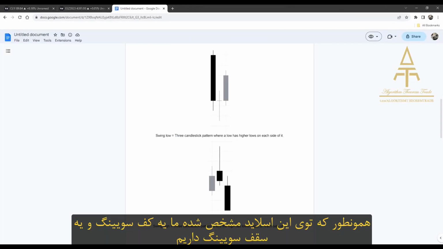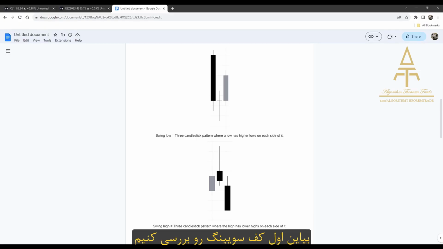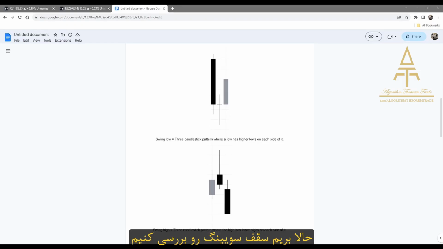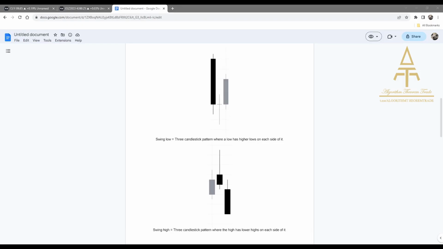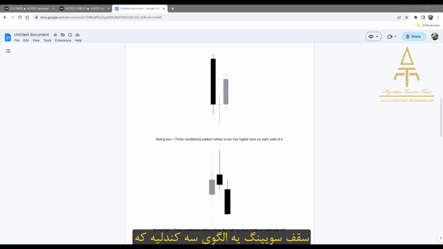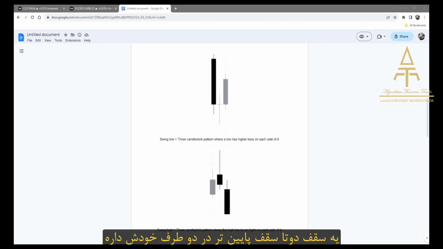As shown on this slide, we have a swing low and a swing high. Let's first take a look at our swing low. The swing low is a 3-candlestick pattern where a low has higher lows on each side of it. Now, let's take a look at our swing high. The swing high is a 3-candlestick pattern where the high has lower highs on each side of it.